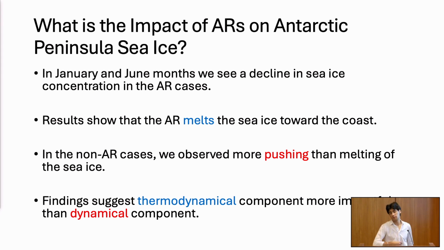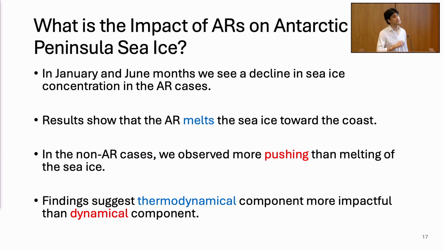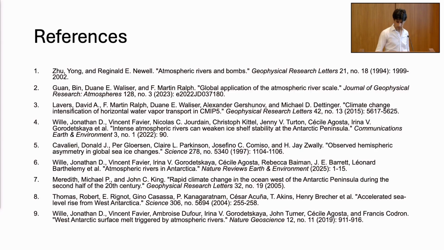So what did we actually end up finding? What are our conclusions? Well, in both January and June, however, I've only showed June, we see a decline in sea ice concentration in the AR cases. Our results show that in the AR cases, we see much more melting of the sea ice. In the non-AR cases, instead, we see much more pushing than melting in the sea ice. And this is suggesting that maybe the thermodynamical component of ARs might actually be the bigger player here as opposed to the dynamical component. And this is something that is going against the literature, and so we're working on interpreting these results. Here are my references.